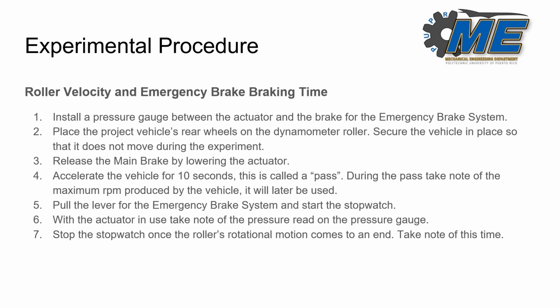Step 5, pull the lever for the emergency brake system and start the stopwatch. Step 6, with the actuator in use, take note of the pressure reading on the pressure gauge. And the last step, step 7, stop the stopwatch once the roller's rotational motion comes to an end. Take note of this time.